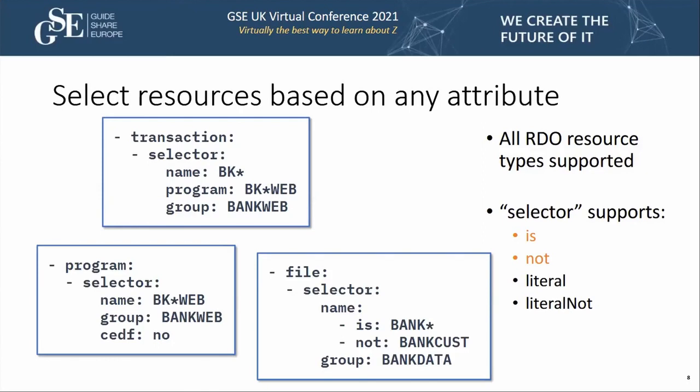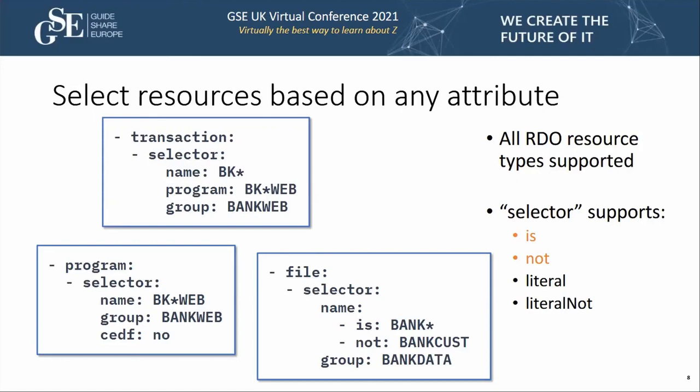So in this case, at the very top, we have a transaction that we are selecting for resource overrides. And here we have a selector, and in this selector we are selecting a transaction with a name BK asterisk. So BK and then any number, 0 or more characters following that. So the name has to be set to that. The program name has to be set to BK asterisk web. So the asterisk in this case, appearing between the other characters, means that we will have 0 or more characters in there for the program name as well. And similarly for the group, we just have a fixed value here. Group must be bank web.